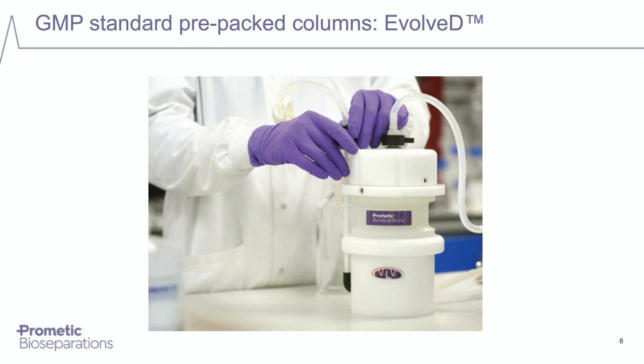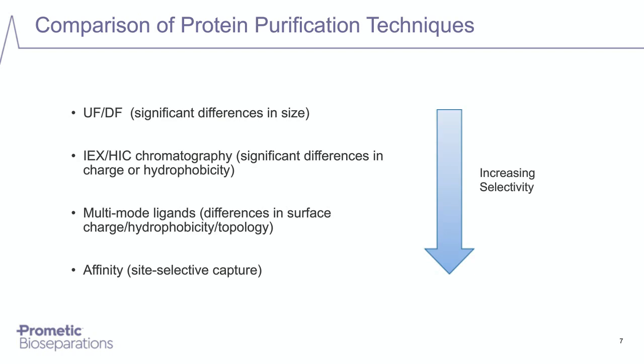Those columns are available in a range of sizes. Currently we have column diameters of 7, 10 and 20 centimeters, and we are in the process of developing a 25 centimeter diameter column at the moment. So if you'd like to know more information on those, then please contact Prometic and we'll be very happy to help you. So now moving on to the main body of the presentation.